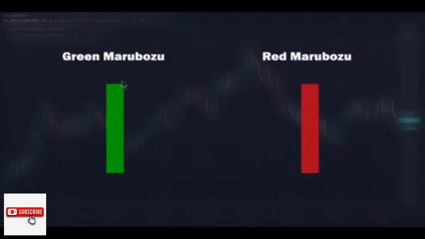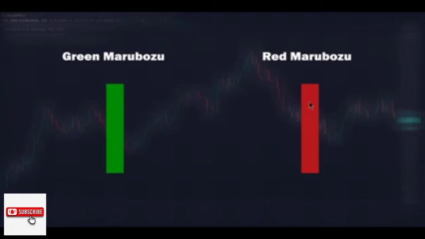And if there are no shadows and we have only the body, it's called marubozu. Marubozu is a Japanese word meaning shaved head or bald head. In green marubozu, the opening price and low price are equal, and the close and high are also equal. The candle shows that the buyers were very aggressive in the session, and they had full control from the open to close. This candle shows high buying pressure, higher than the long green candle we just discussed.